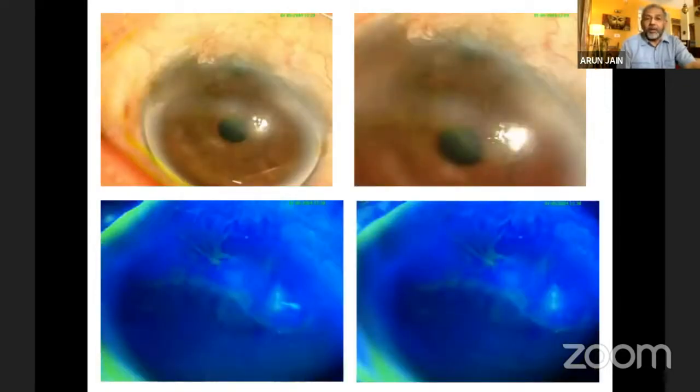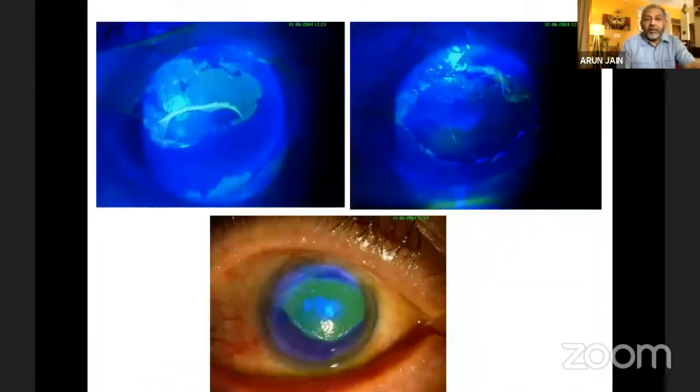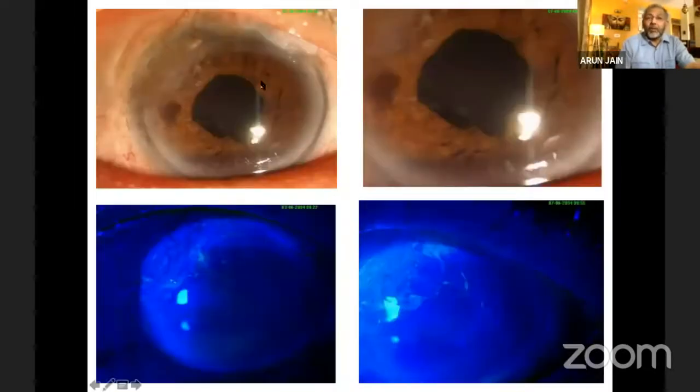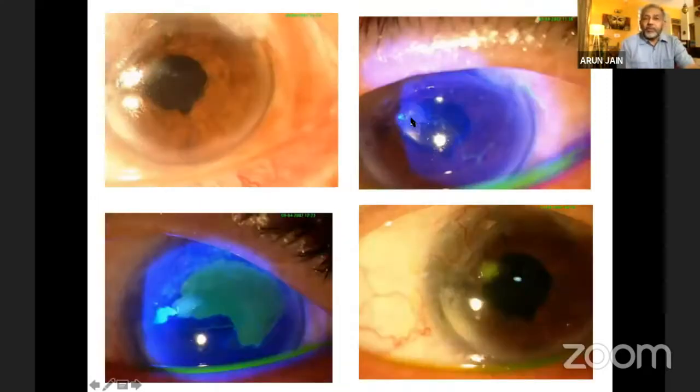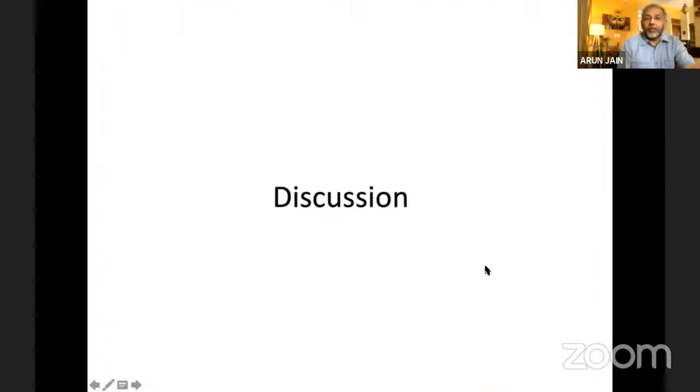So what we did was a de-epithelialization in this case, and the patient got 6/9 vision after 3-4 days. And this is what the patient has after 2-3 days. The other eye we didn't touch. So this is how the progression was. The patient had healing of the epithelial defect over a period of time.